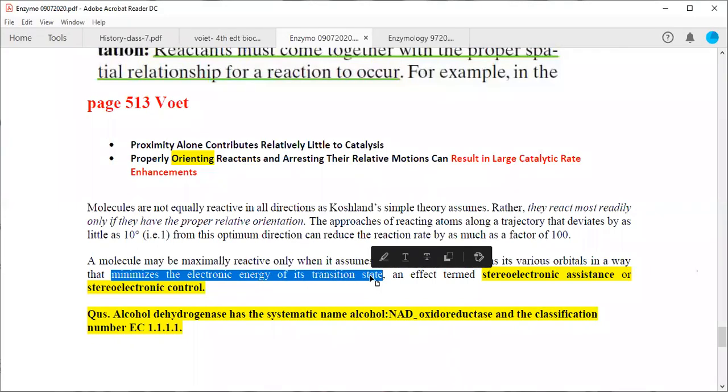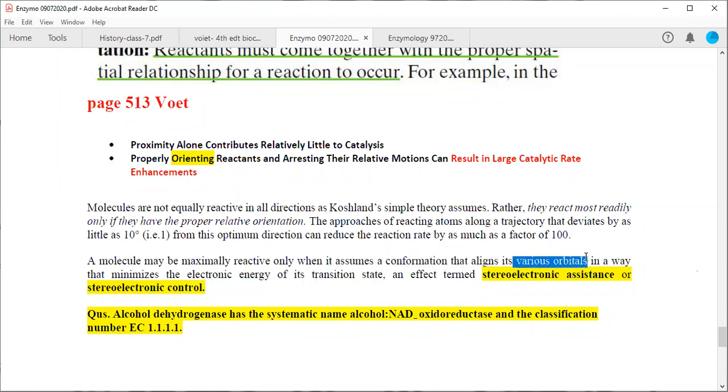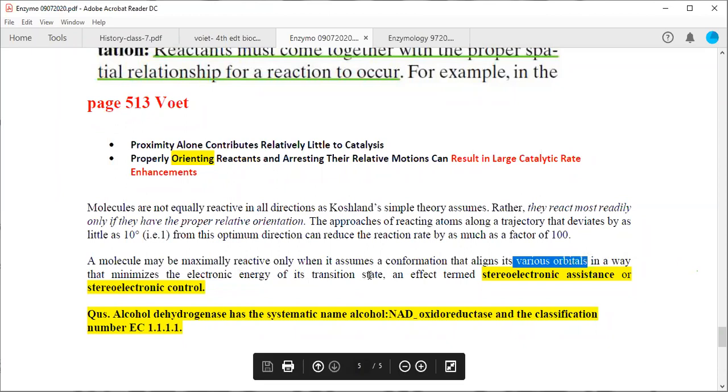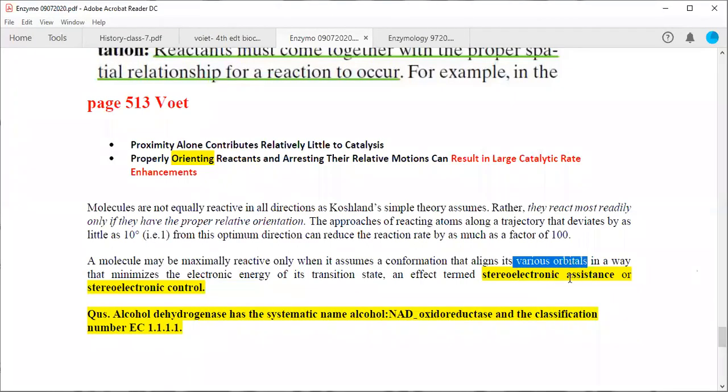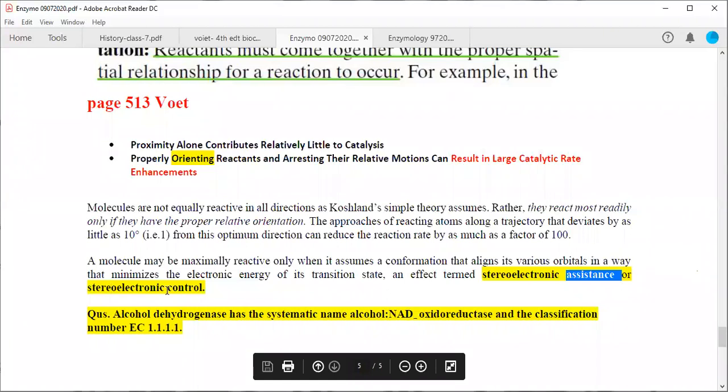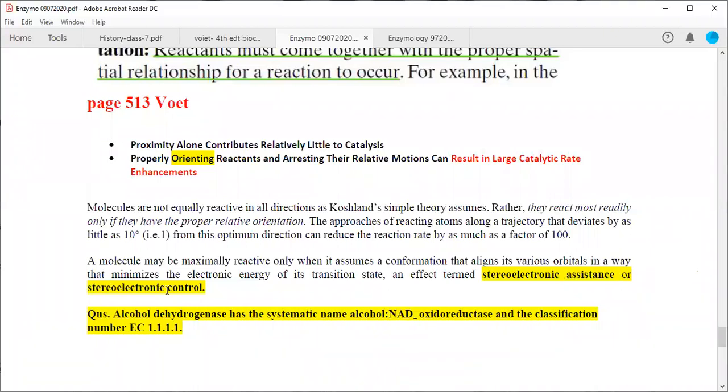We have also discussed that the energy of the transition state should be minimized so that the enzyme-catalyzed reaction can happen at an enhanced rate. More substrate can be converted into the product. So if something minimizes the electronic energy, and various orbitals are aligned in such a way that the electronic energy of the transition state is minimized, the effect is termed stereoelectronic assistance. So it gets some kind of assistance in stereoelectronic control, and that results in the enhanced reaction rate.